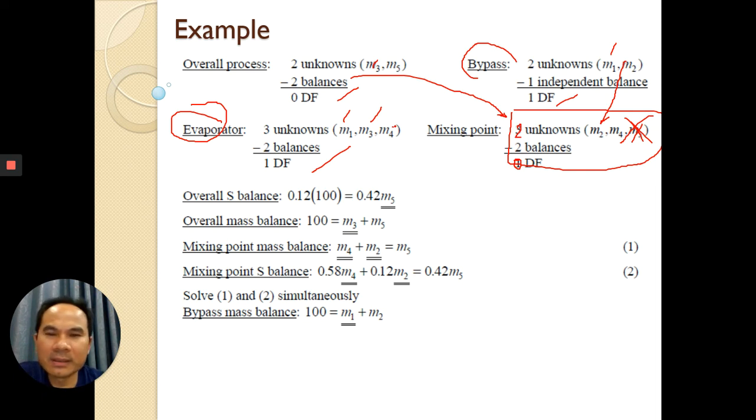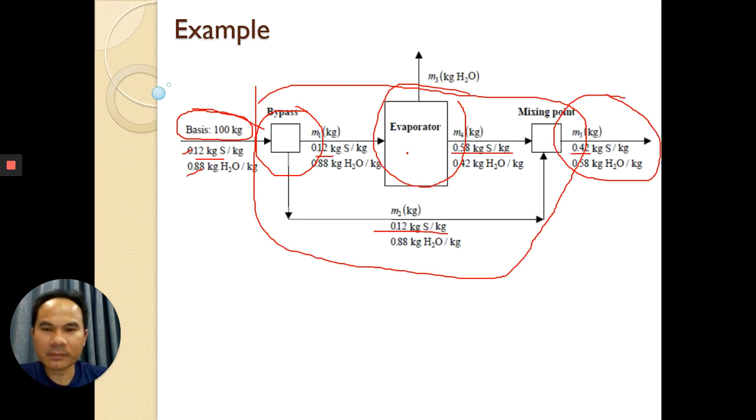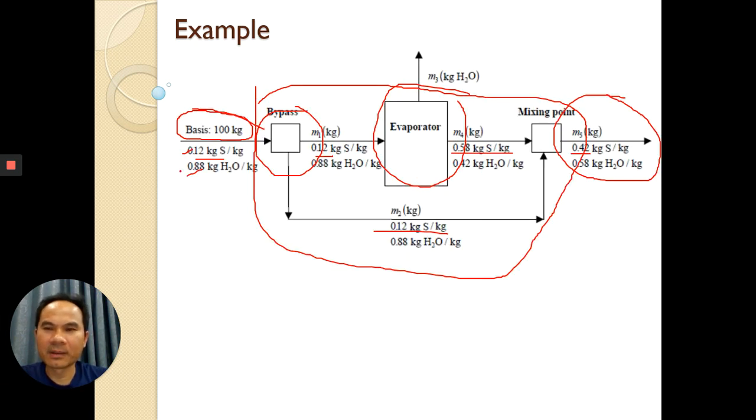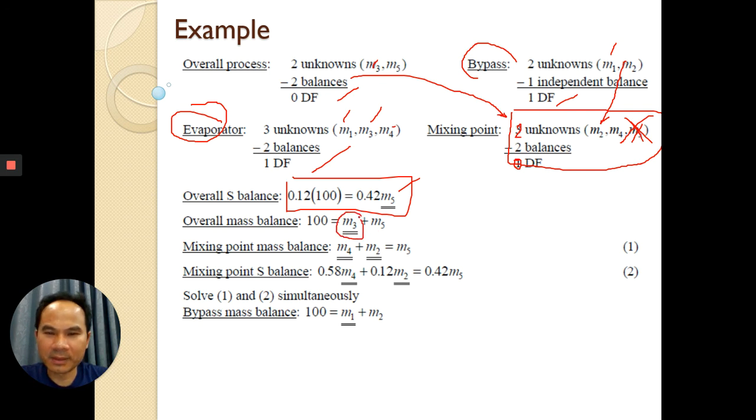For this example, we make the overall balance on solid. Overall, for solid, we have one input and two outputs. The solid is 0.12 multiplied by 100, and there is no solid in the water stream, equal to 0.42 M5. This balance lets you solve for M5. Then you make the overall balance: 100 equal to M3 plus M5. You know M5, so you can solve for M3.